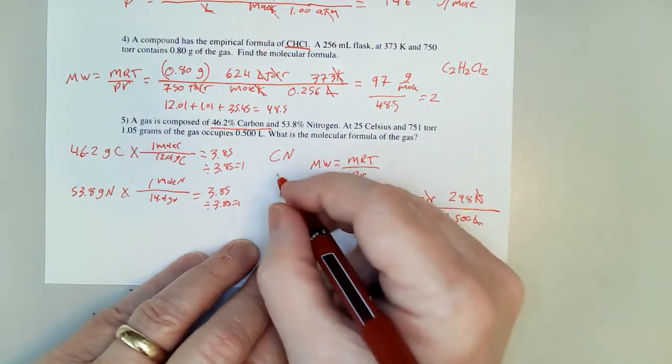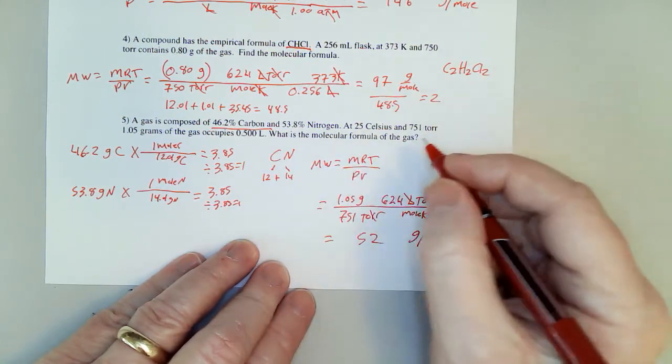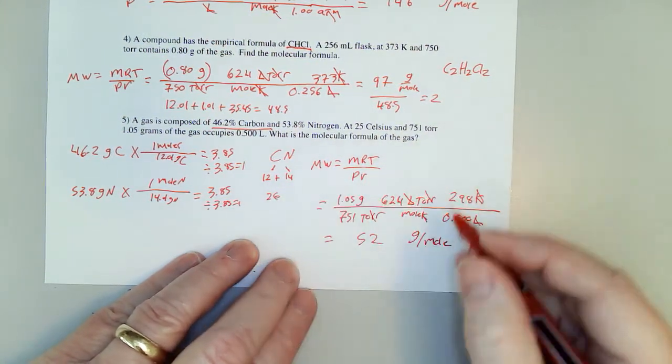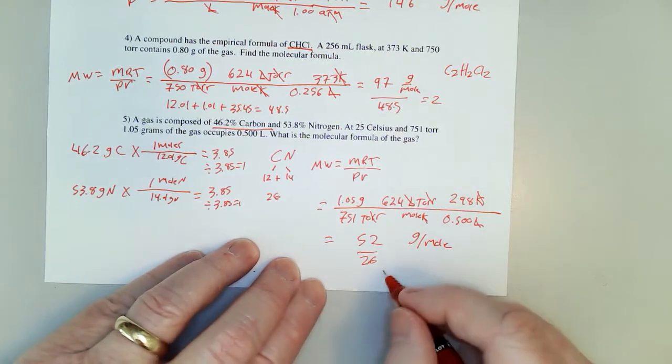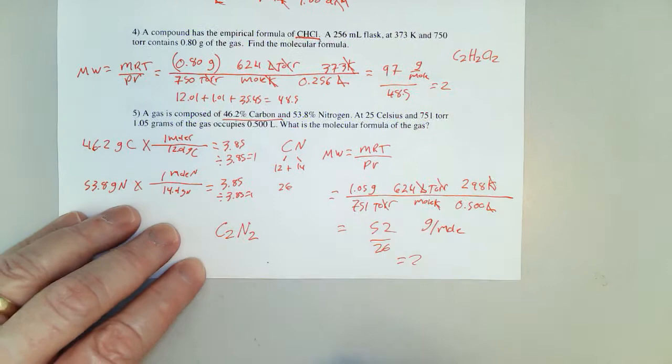Now, does CN equal 52? No way. 12 plus 14, so that's 26. Oh, well, 26 goes into 52 twice, doesn't it? So this must be C2N2.